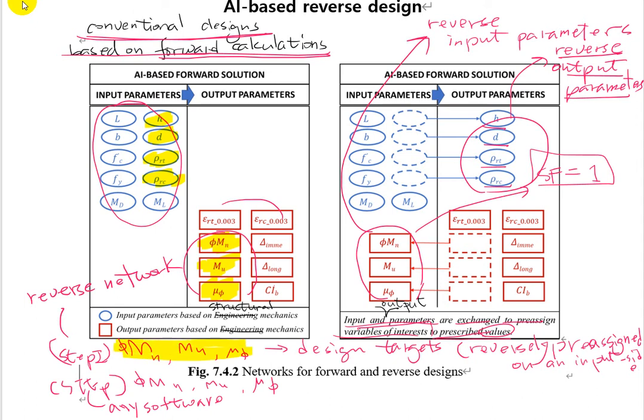Pre-assigned, you mean you just assign them as engineers decide depending on their interest of designs, and now in step 2 you calculate it, so that you can compare these two values. One was pre-assigned as a target, design target, and the other values are calculated in step 2 based on any software, forward based software, and you can verify. Now you are verifying whether your reverse network is calculating reverse parameters accurately or not.